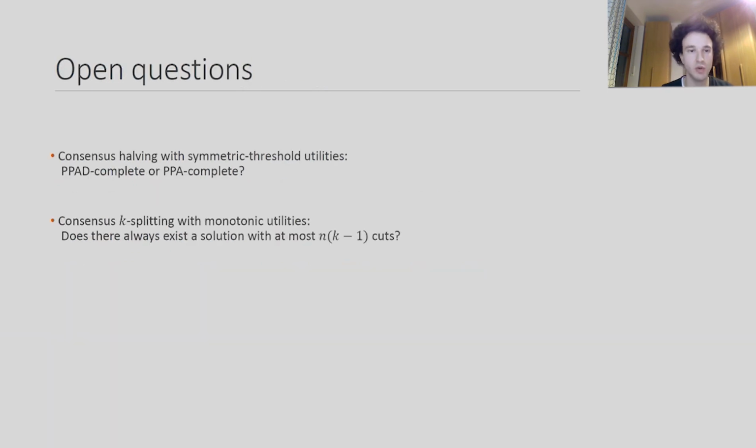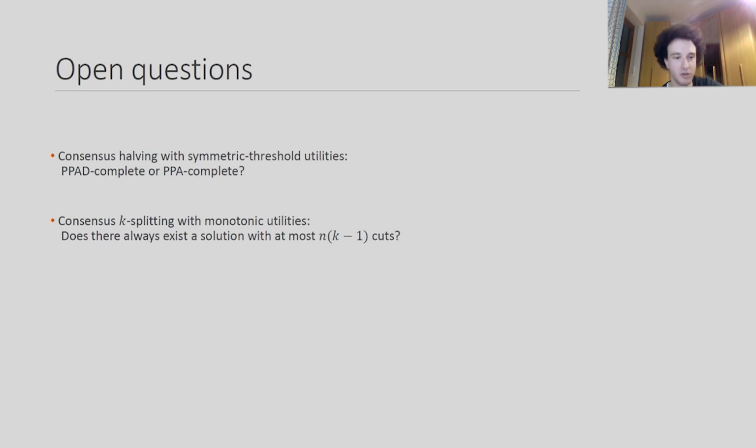So let me just mention some open questions now. The first one is, we showed that consensus halving with symmetric threshold utilities is PPA-D hard. And because, as we saw, it is a special case of the original problem, it also lies in PPA. But there is a gap there, right? So is this problem PPA-D complete or is it PPA complete? Is it as hard as the original problem or is it equivalent to Nash equilibrium? There's a gap there that we don't know which way it will go.